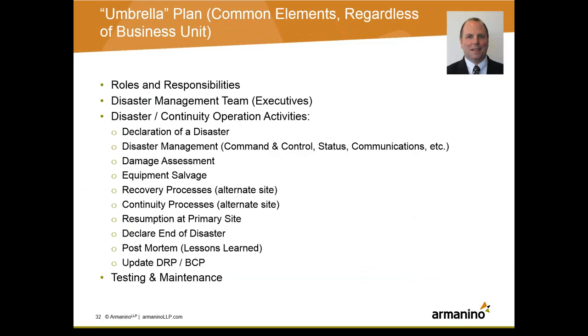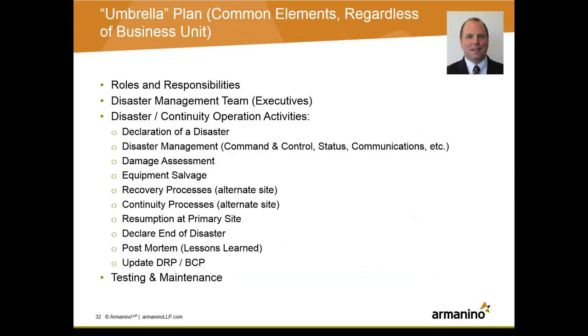All right. So now, once you've done those pieces, we get into the actual planning, and the next few slides are assuming that you don't have anything in place now. So you want to start off by creating what some people call the umbrella plan. It's that thing that applies no matter what type of disaster it is, how it affects the company. You need to have these pieces in place. And it starts by formally defining the roles and responsibilities. Who's in charge of this thing?